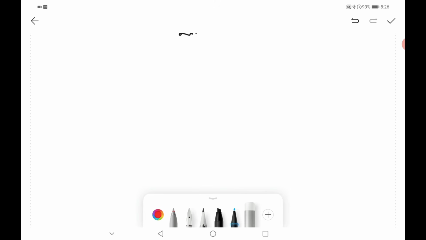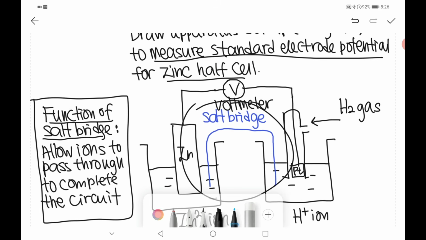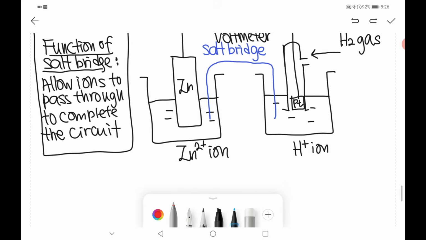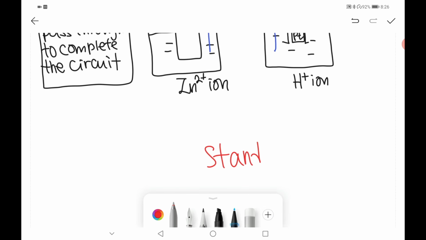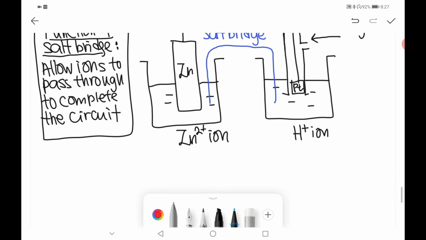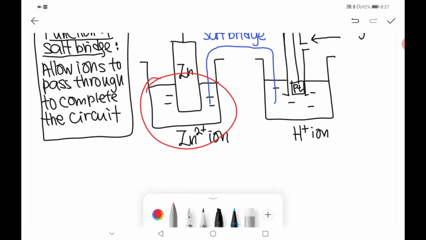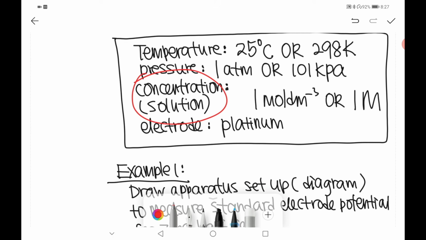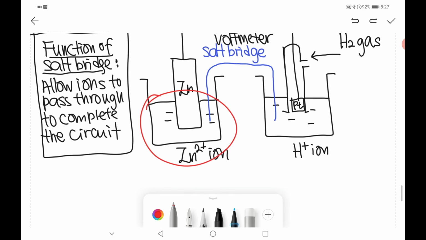And one more last thing: because this experiment is conducted under standard electrode potential, you must have standard conditions. You must label your standard conditions. How do you label them? Let me show you. For the solution, you must use and label the standard concentration. The standard concentration is 1 M.